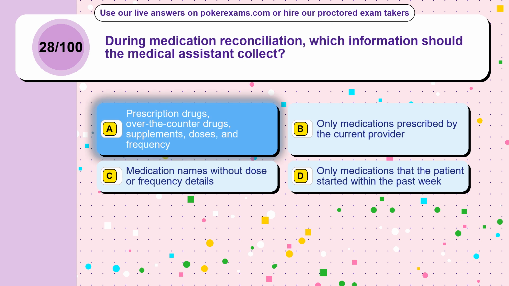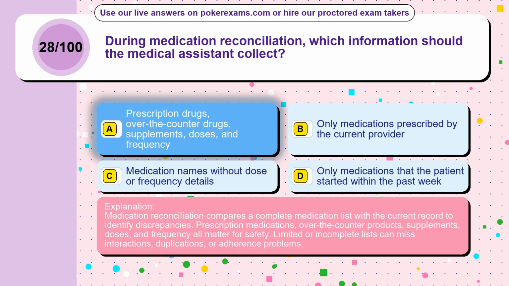The correct answer is option A. Prescription drugs, over-the-counter drugs, supplements, doses, and frequency. Medication reconciliation compares a complete medication list with the current record to identify discrepancies. Prescription medications, over-the-counter products, supplements, doses, and frequency all matter for safety. Limited or incomplete lists can miss interactions, duplications, or adherence problems.